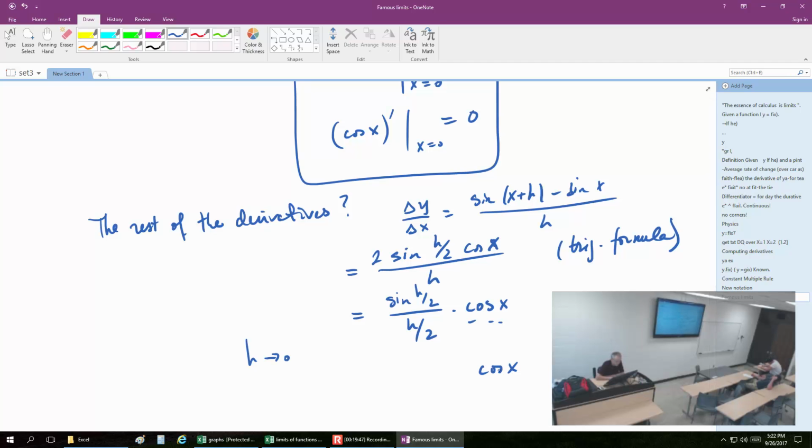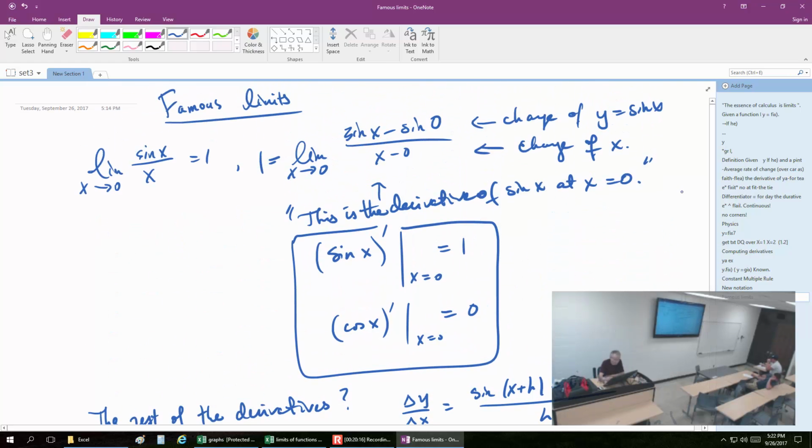Is it going to be 1 over 0? No. The limit of sine is also 0. So is it going to be 0 times cosine x, which is 0? No. Both numerator and denominator go to 0, right? If h goes to 0, both the sine and the denominator go to 0, so it's not going to be indeterminate or infinite. In fact, it is the same as this.